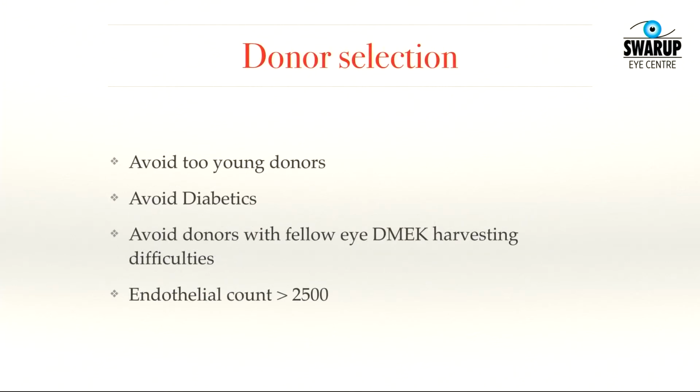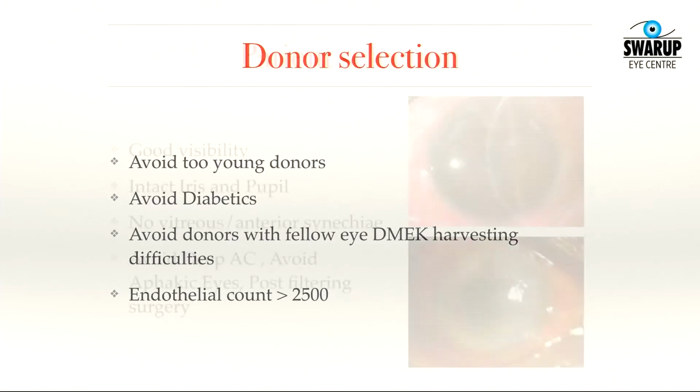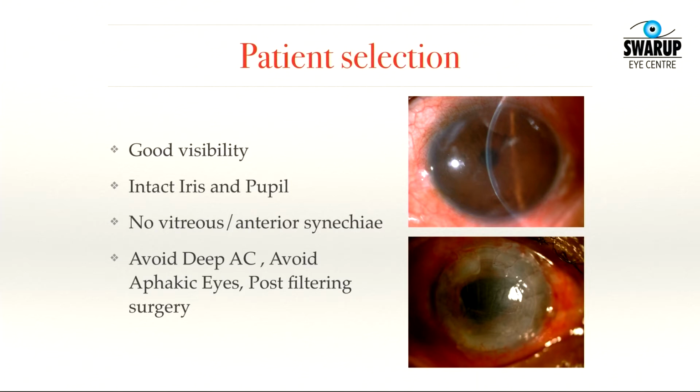It's important to select the patients carefully. Your donor also has to be selected carefully. Avoid too young donors, like I told you, they sometimes tend to have a very tight scroll, which may not open up easily. The Descemet membrane may be adherent and may not peel off so easily. Diabetics tend to have more tears of the Descemet membrane, so if possible, avoid a diabetic donor. Avoid donors in which the fellow eye DMEK harvesting has had difficulties. Both eyes tend to behave in a similar way. And generally you want at least a 2,500 count when you're taking a donor tissue for DMEK.